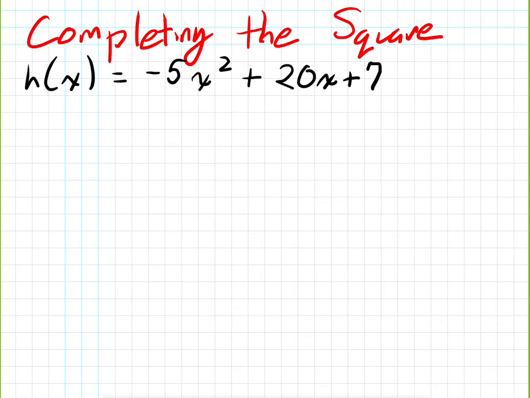Okay, so we're going to go through the process of completing the square. We have a question here. It's written in function notation, but if writing this as y is simpler for you, it's the same idea. We have a quadratic equation, and we know that because the variable with the highest power is the power of 2.